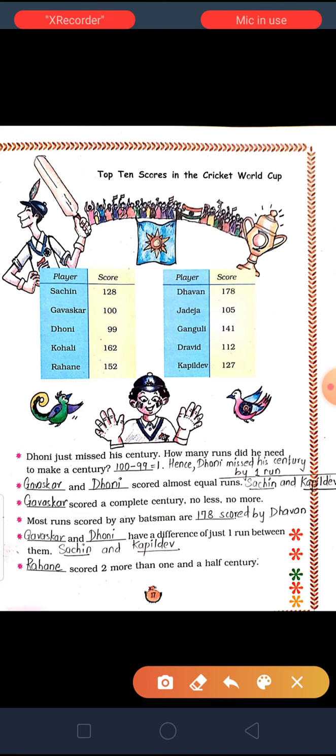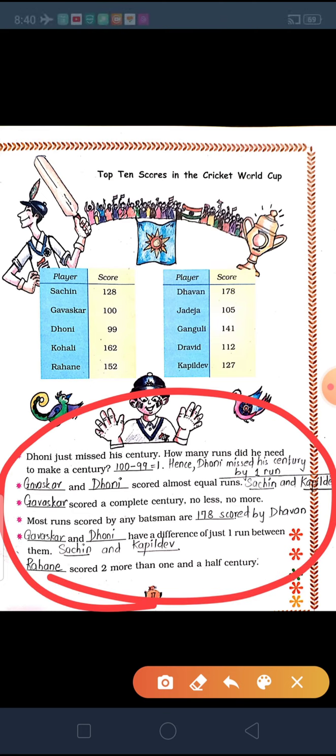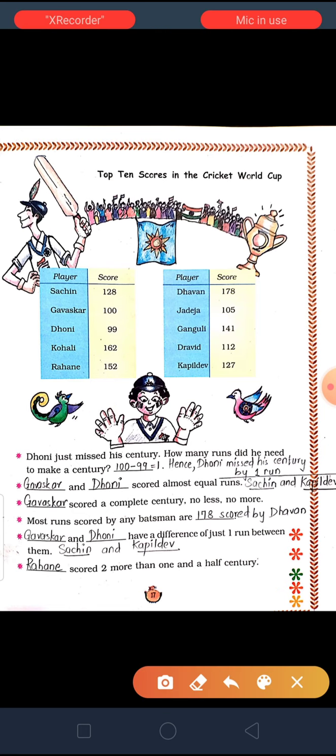Now what we have to do, they have asked us some blanks. We have to answer them according to this scoreboard. The first question is: Dhoni just missed his century. So Dhoni was going to make a total of 100 runs, but he was not able to complete his century. How many runs did he need to make a century?